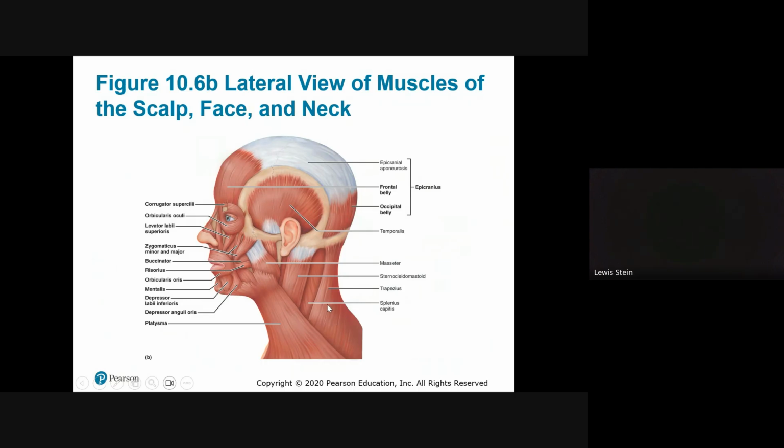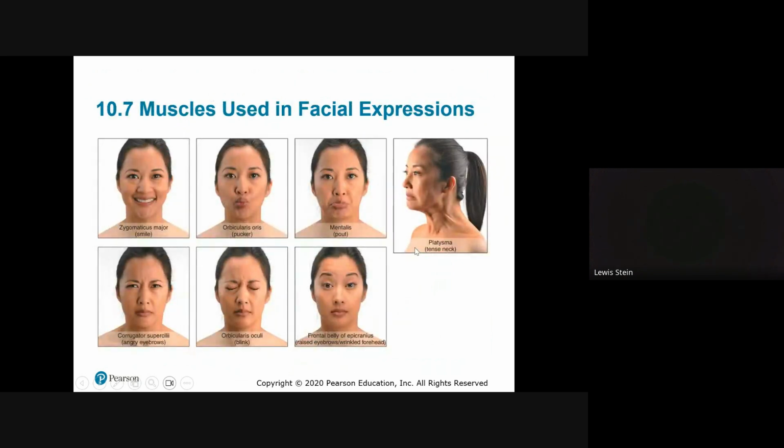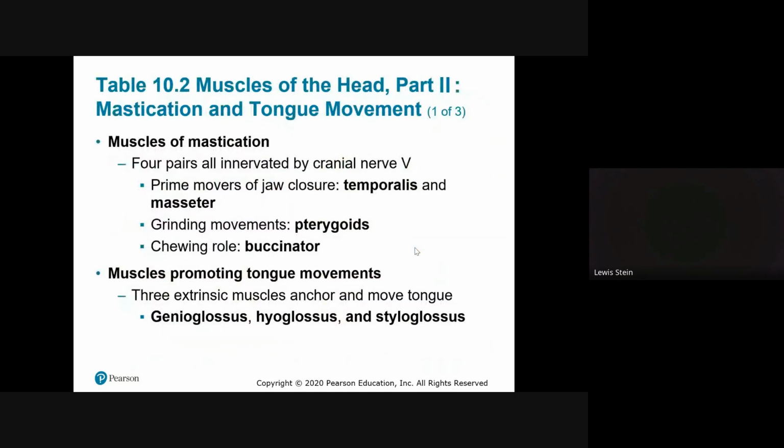But these big muscles that you'll see, I don't make a big deal out of them, like the splenius capitis. These are large muscles in the posterior aspect, and they're innervated differently. So these are the facial muscles. That muscle is for facial expression. She's showing you all of this. The muscles of mastication have different innervation, very important.